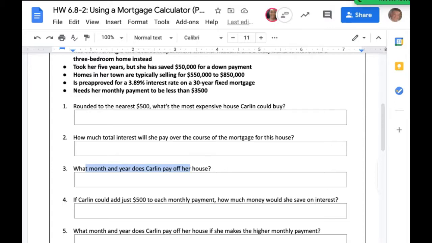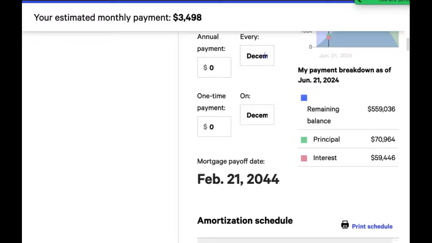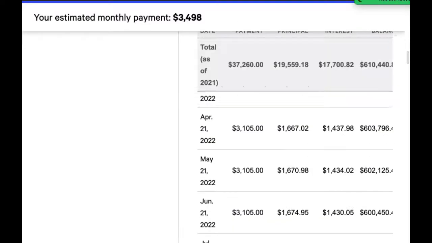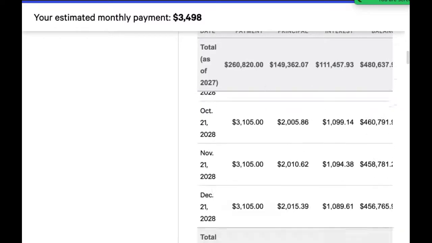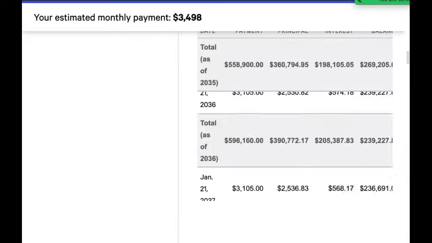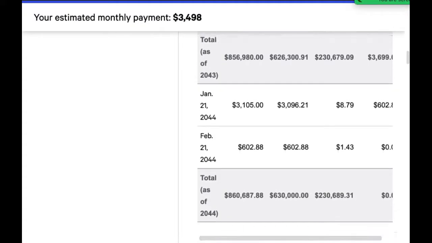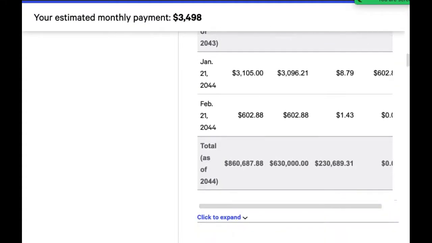So how much is the interest? Before it was about $308,000 of interest. In this example, you pay your house off 6 years earlier, and you end up saving about $78,000 by paying an extra $500 a month. Over the course of the loan, you end up saving about $78,000. Just take the difference.